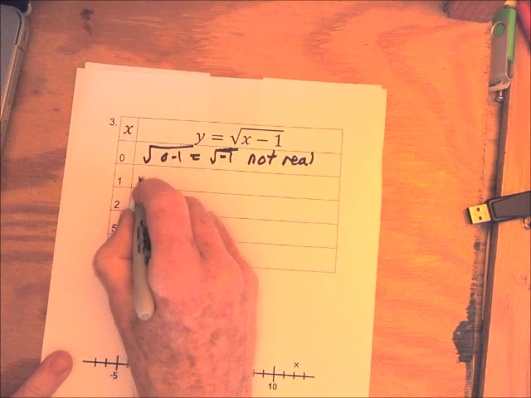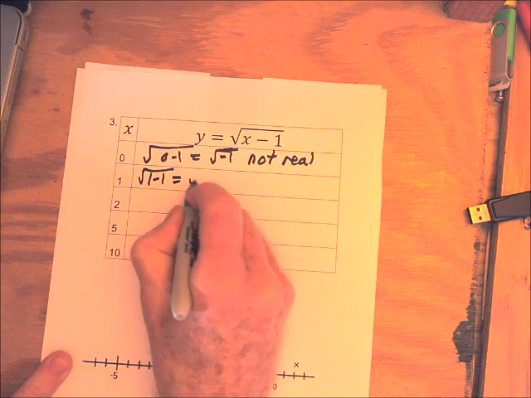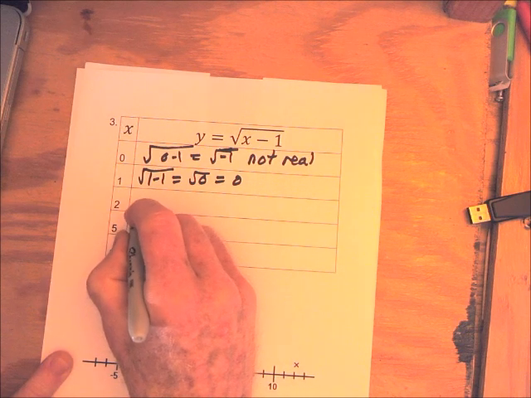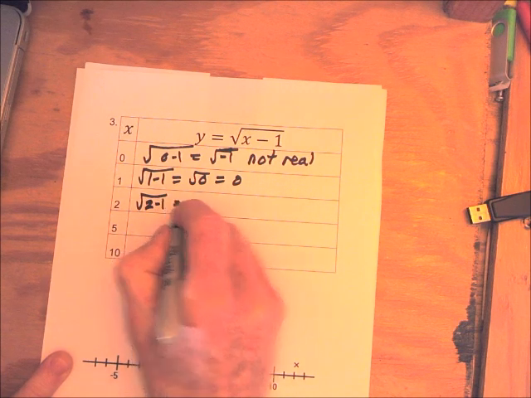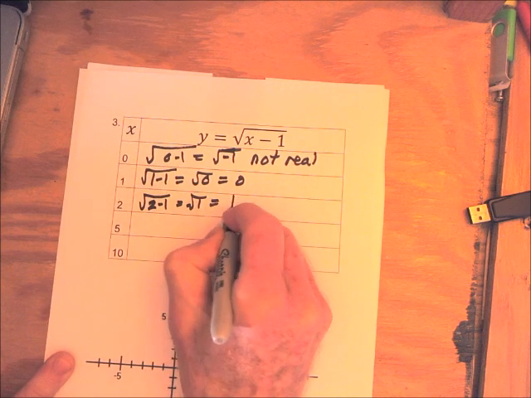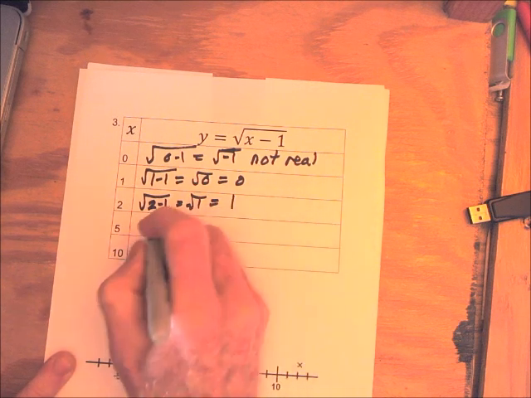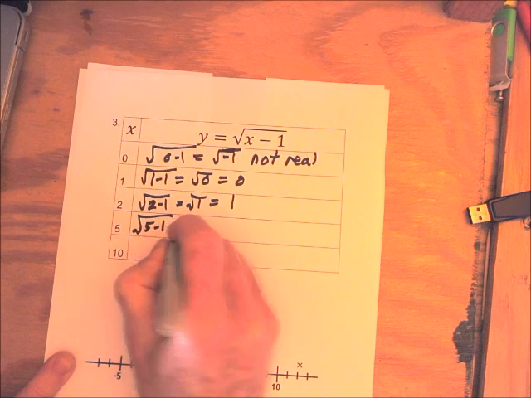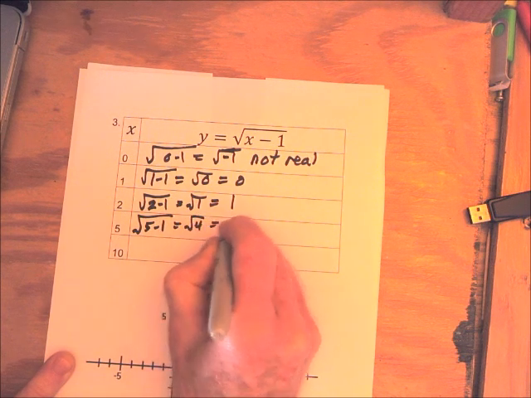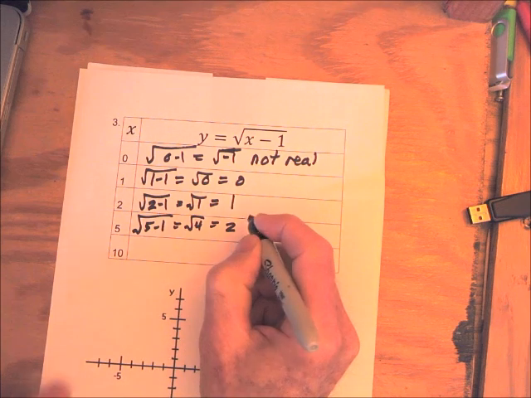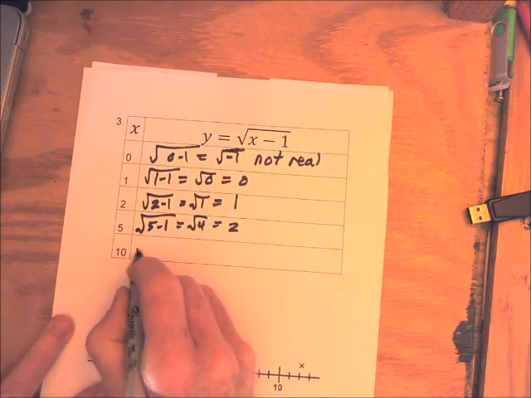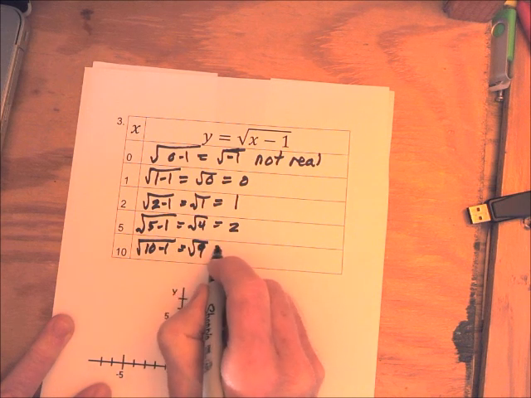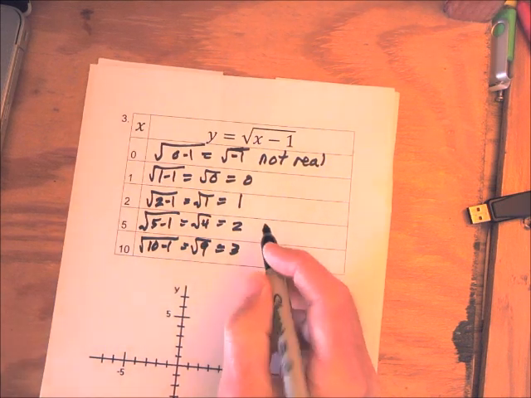If x is 1, y is square root of 1 minus 1. Square root of 0 is 0 because 0 times 0 gives you 0. If x is 2, y will be square root of 2 minus 1. 2 minus 1 is 1. Square root of 1 is 1 because 1 times 1 is 1. If x is 5, y is going to be square root of 5 minus 1. 5 minus 1 is 4. Square root of 4 is 2 because 2 times 2 is 4. If x is 10, y will be square root of 10 minus 1. 10 minus 1 is 9. Square root of 9 is 3 because 3 times 3 is 9.